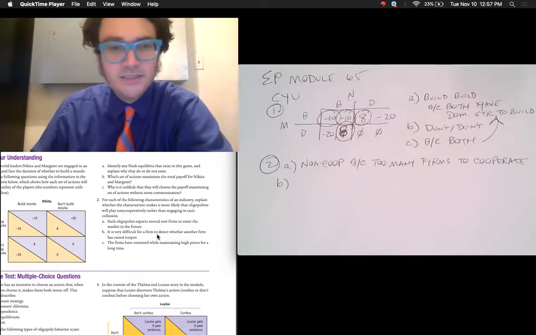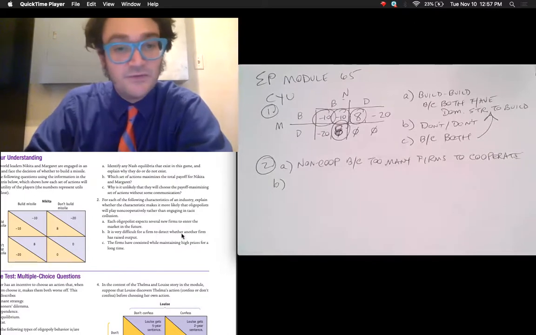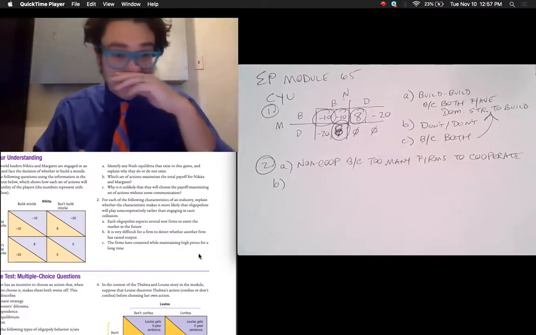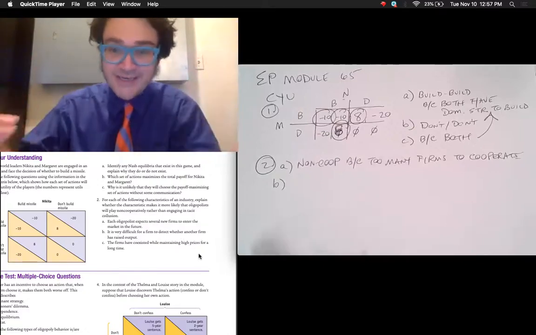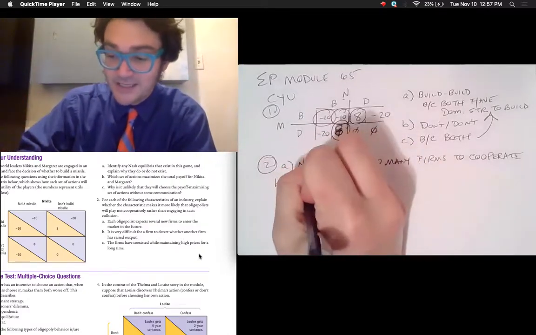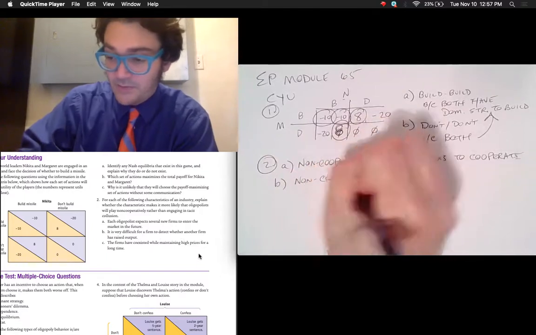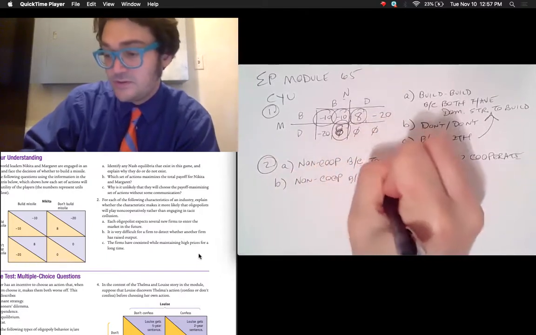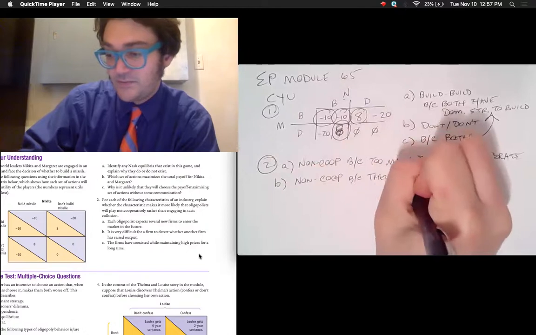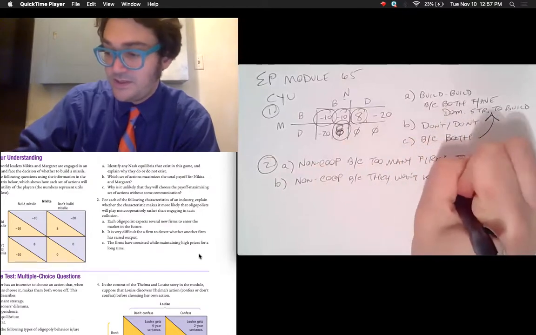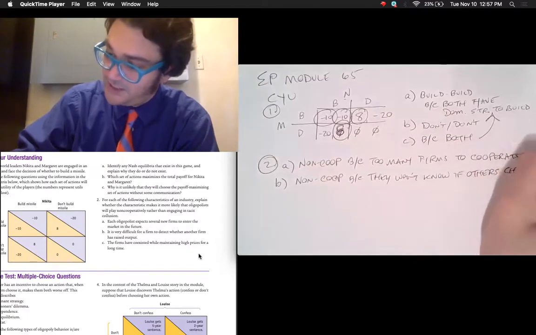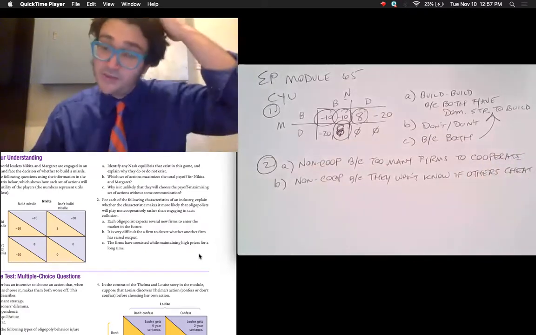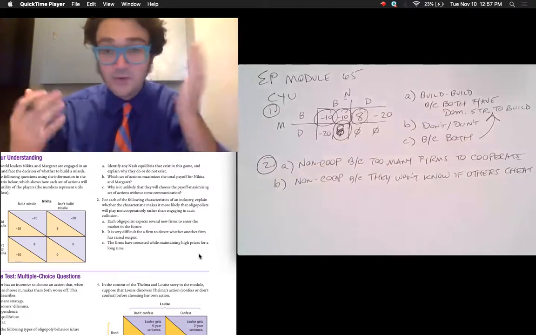Part B says it is very difficult for the firm to detect whether another firm has raised output. What that's saying is it's hard for a firm to know if the other firms have cheated. So that means they're less likely to cooperate as well, because they won't know if others cheat. And if others are cheating, then you're going to lose money. That would make you less likely to cooperate in that case.